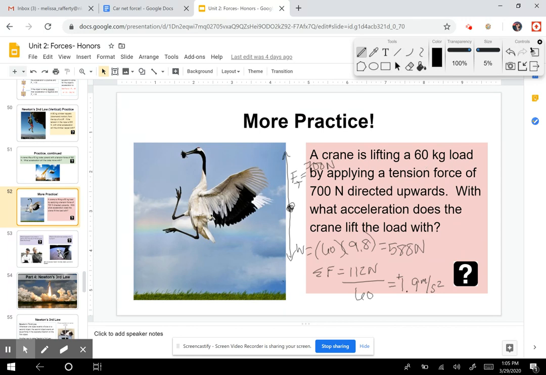Okay, so key thing here, remember that with vertical motion, you always have to solve for weight and use it to find net force.